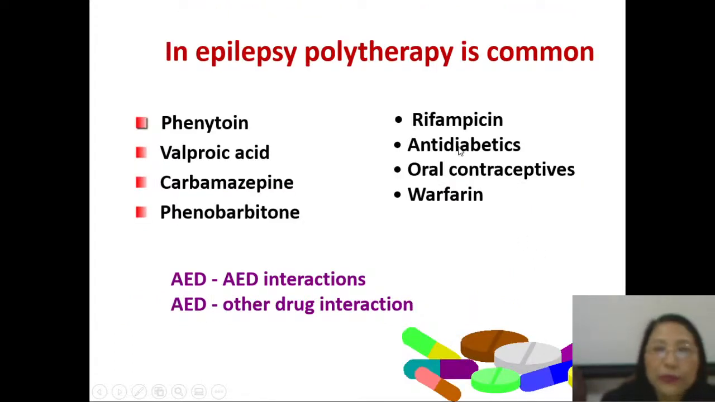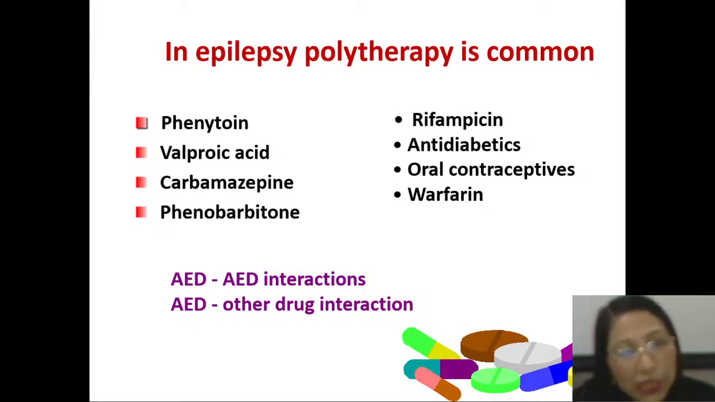And moreover, in epilepsy, polytherapy is very common. You will hardly see a patient who is on monotherapy with a single antiepileptic drug. So there can be polytherapy with other drugs. For example, phenytoin can be prescribed with valproic acid, carbamazepine, phenobarbital, and there can be other drugs also. An epileptic patient may also be suffering from tuberculosis, or may also have diabetes, or the patient may be on oral contraceptives because we advise the patient not to become pregnant while on antiepileptic drugs, or any other drug.